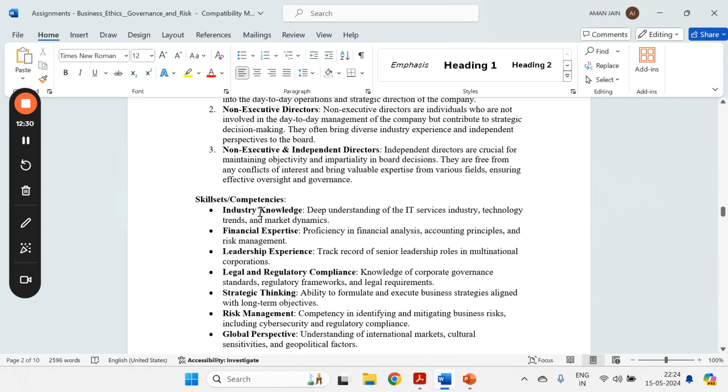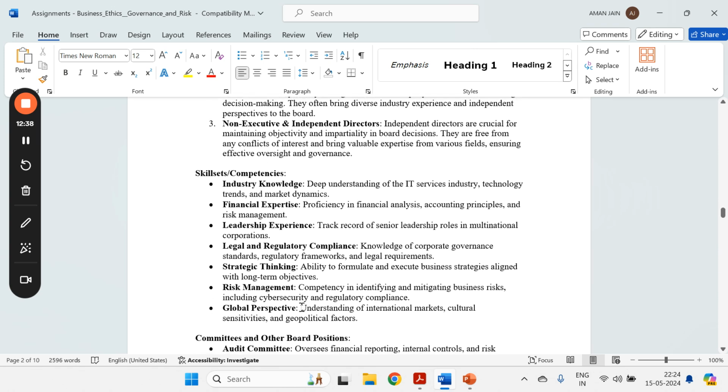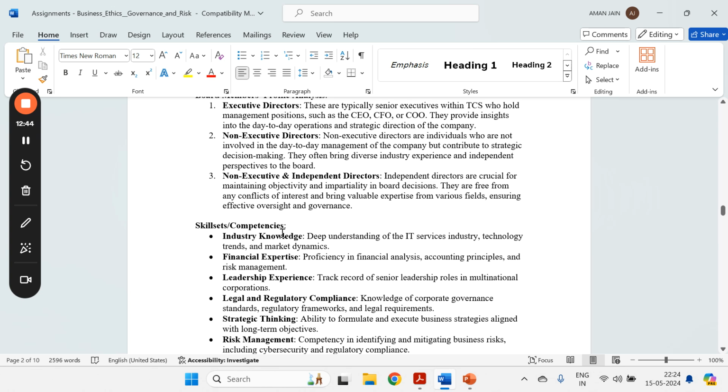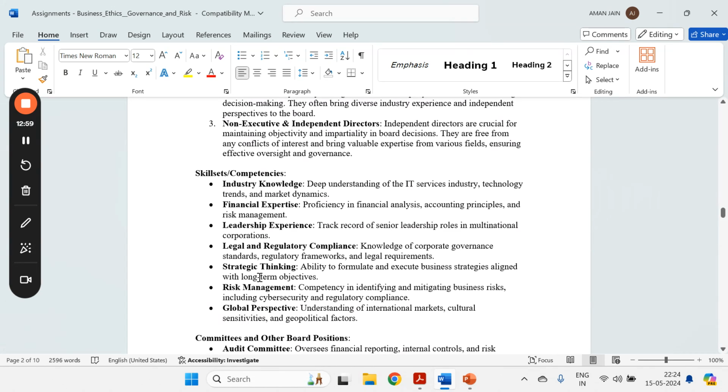After that, I am talking about their skill sets. What are the key skill sets they should possess? Industry knowledge, financial expertise, leadership, legal, strategic thinking, risk management, global perspective. One way is to write generic skill sets. The second way is to brief the skill set against each one, like executive directors have these skill sets and non-executives have these. But I found these are common in most of the top stakeholders, so I put a common point over here.